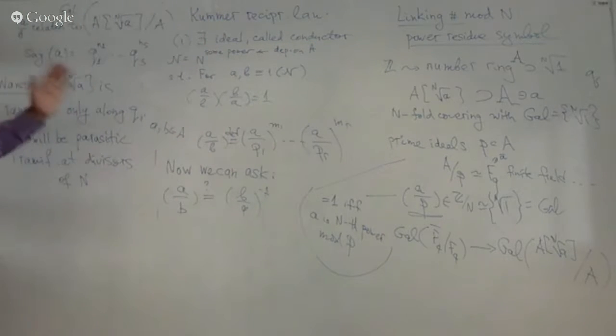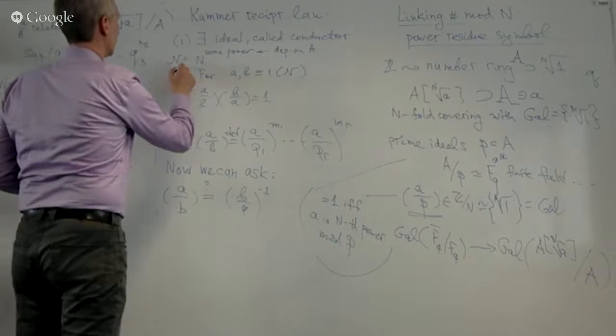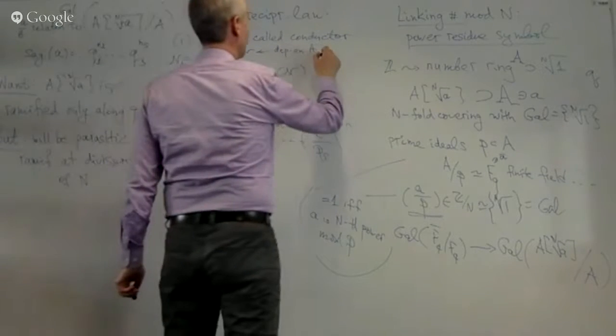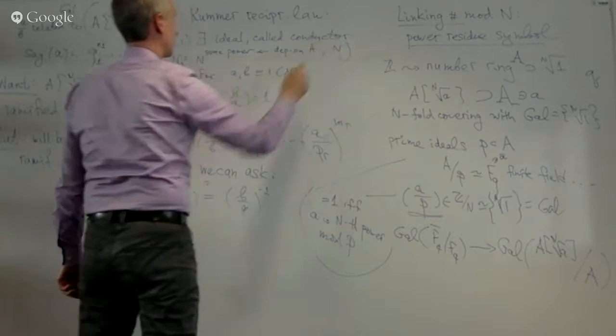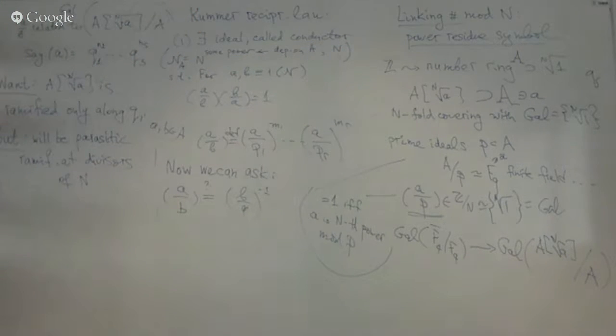It is some fixed ideal for the ring A. But it does not depend on small a and small b? No. It depends only on the ring A. It's called the conductor. Yes, it depends only on A, such that whenever a and b are congruent to 1 modulo it, then we have this formula.